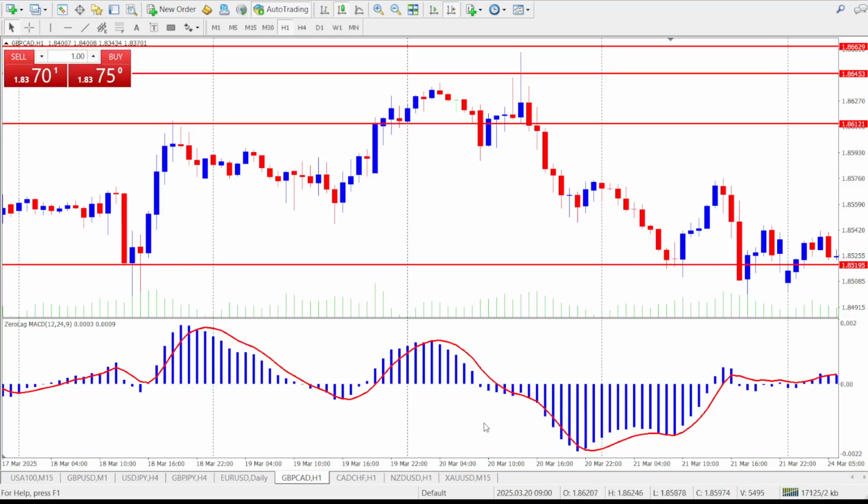If both indicators align with the candlestick patterns that you are seeing on the chart, you can have more confidence in your trade. It's as easy as that. Meanwhile, it's important to remember that the ZeroLag MACD is not a tool to be used in isolation. It works best when combined with other technical analysis tools like price action and support and resistance levels. Obviously, very, very important levels on your chart. So this gives you a more complete picture of the market and improves your chances of making successful trades.